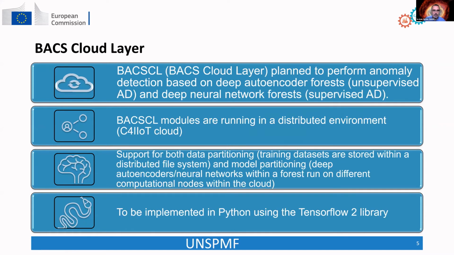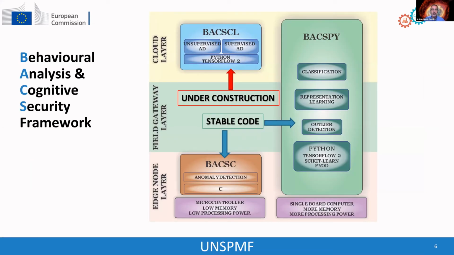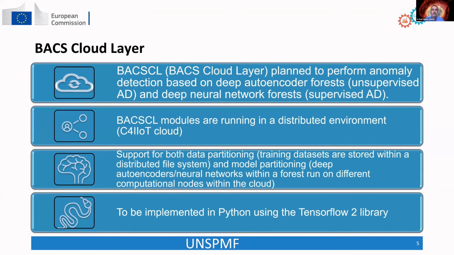And finally, as you can see in the cloud layer, we have BACS cloud. This one is also implemented in Python, but it's different. It runs only in cloud, includes unsupervised, and will include supervised anomaly detection. As you can see, this one is under construction, so it's in some initial versions of the code. Here's the BACS cloud layer.